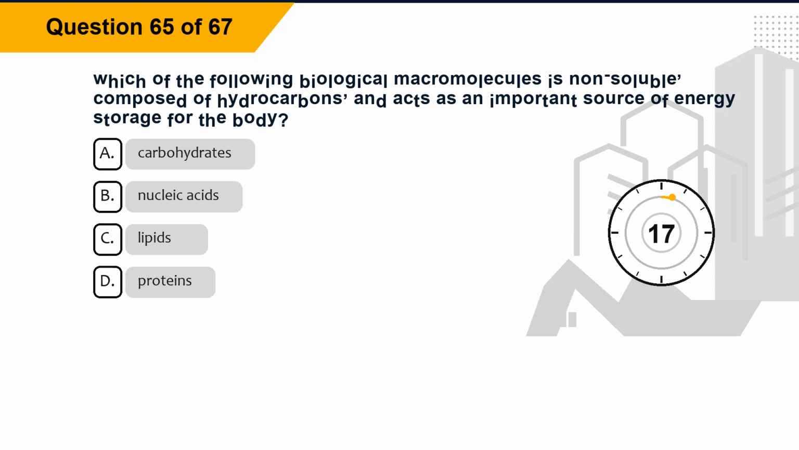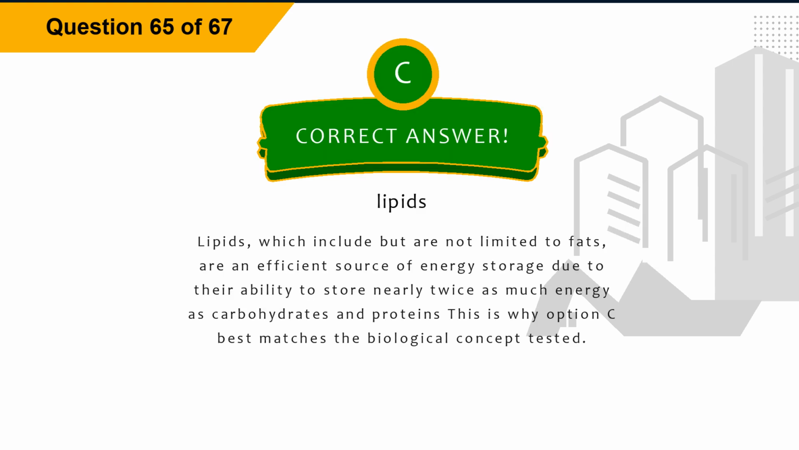Question 65. Which of the following biological macromolecules is non-soluble, composed of hydrocarbons, and acts as an important source of energy storage for the body? Option A, carbohydrates. Option B, nucleic acids. Option C, lipids. Option D, proteins. The correct answer is option C, lipids.